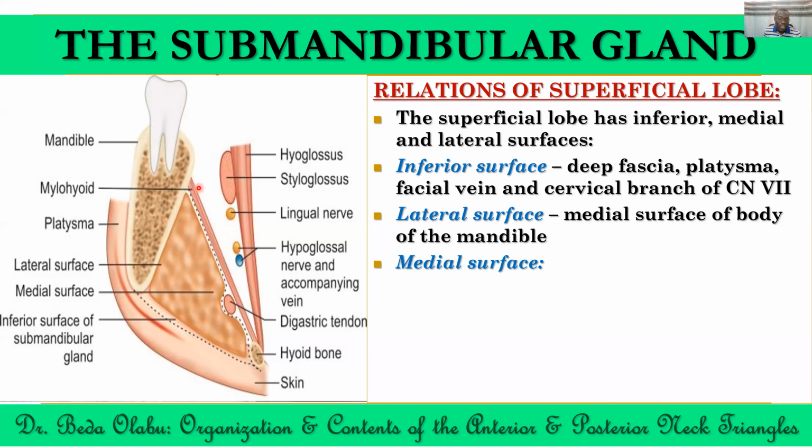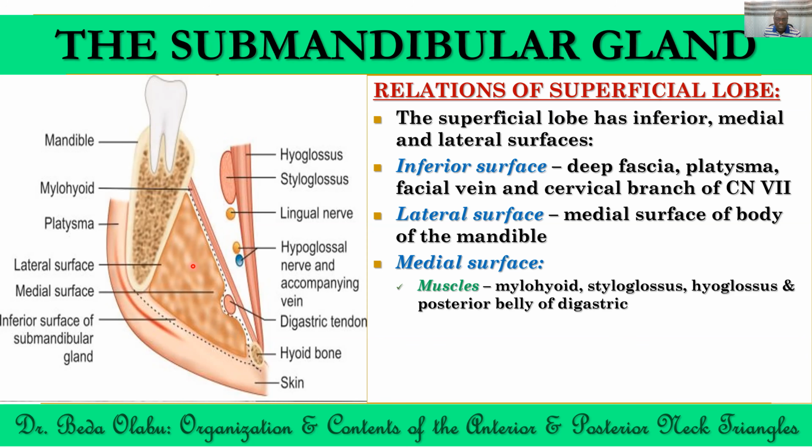But remember that at some point, the mylohyoid muscle separates those structures from the gland. But further posterior, those structures will be directly related to the gland because the mylohyoid muscle does not extend much posterior. And that's why we have the connection between the superficial and the deep part of the submandibular gland in that particular region. So in summary, if you look at the muscles which are on the medial surface: mylohyoid muscle, styloglossus muscle, hyoglossus muscle, and posterior belly of the digastric muscle.